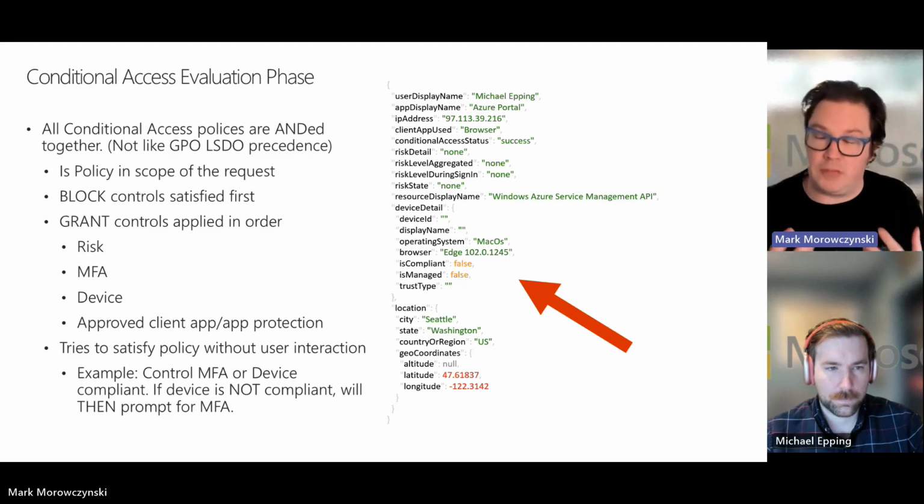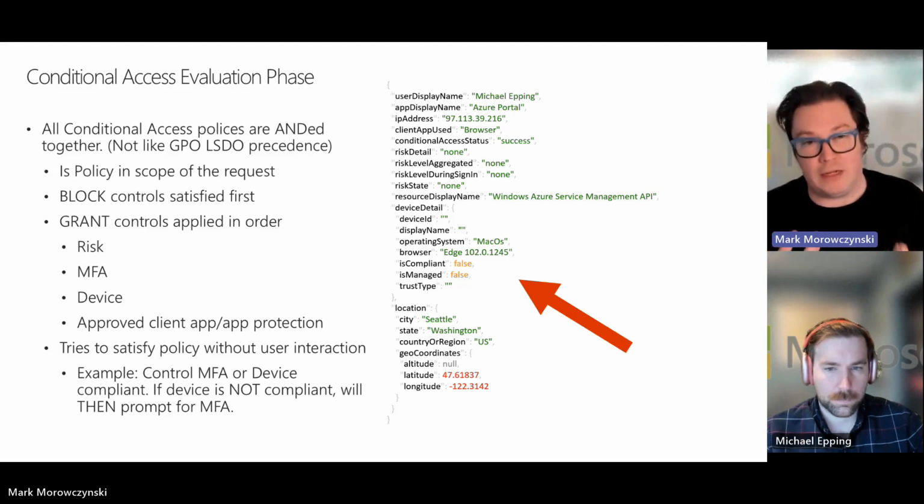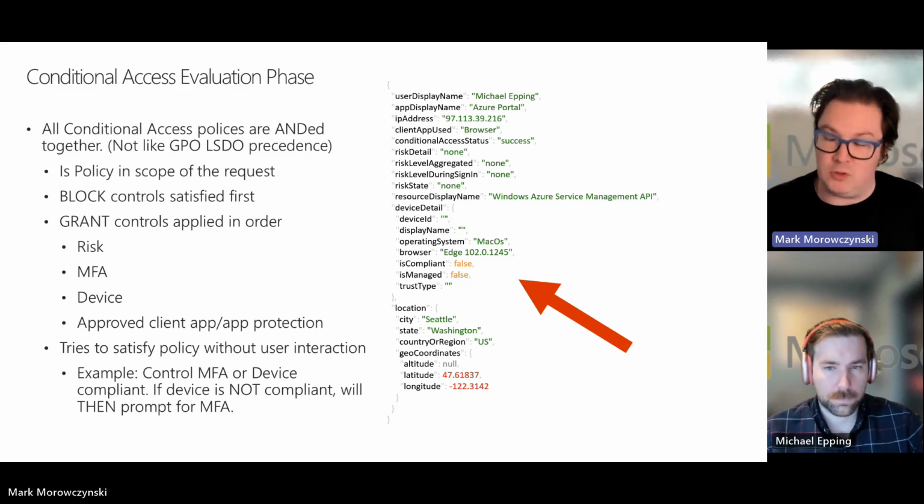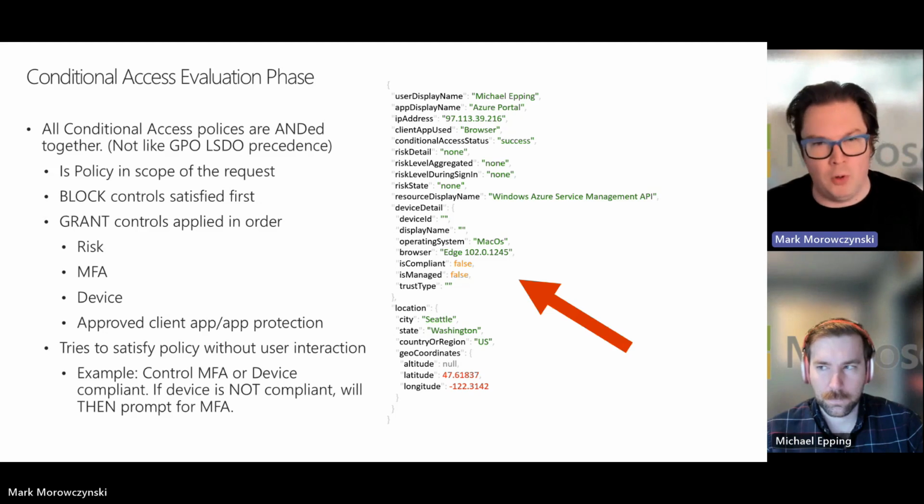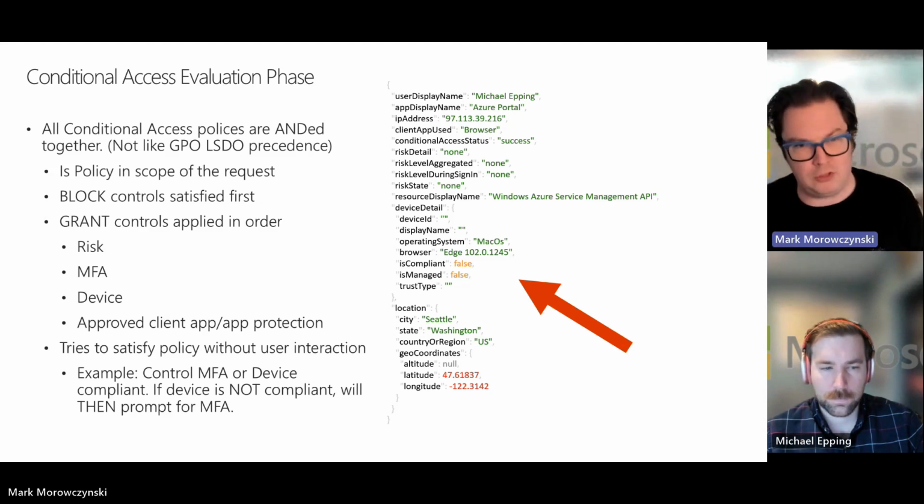And the grant controls are applied in the following order. First, we look at risk. Then we look to do MFA, we look at the device status, and then we look at approved client app protection. It has to come from an Outlook mobile client, so that way they can't accidentally save resources over to their personal OneDrive or personal Dropbox. It has to go to the corporate OneDrive or corporate Dropbox.